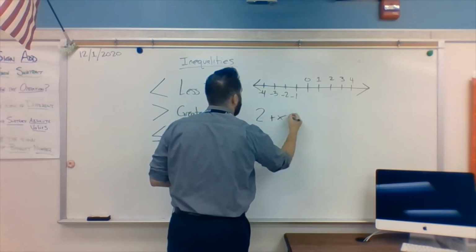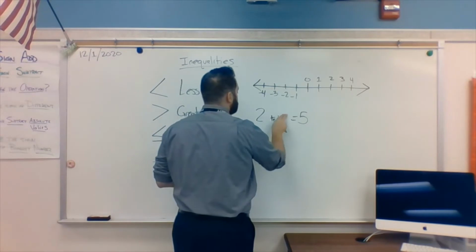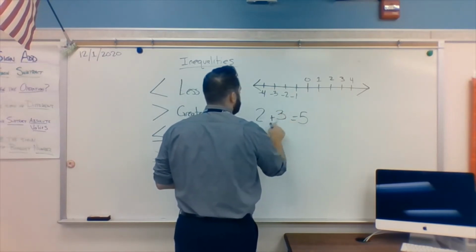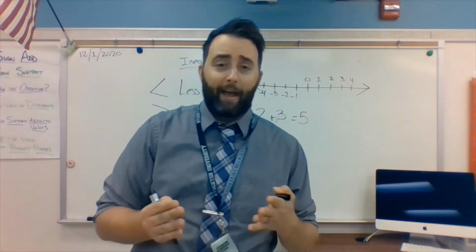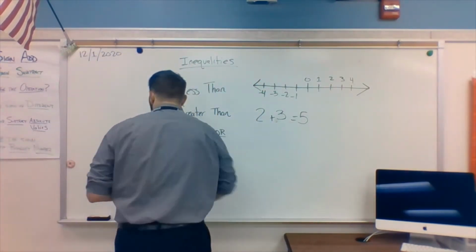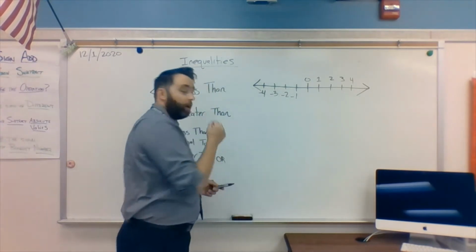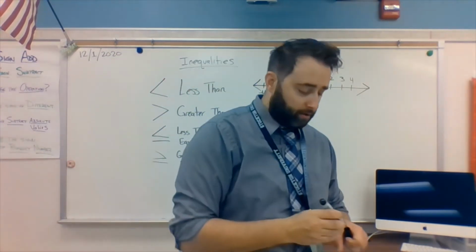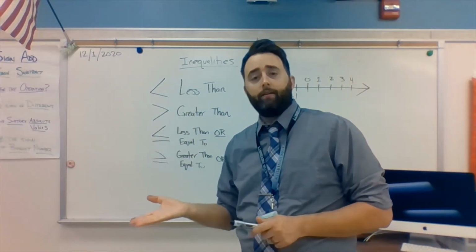So 2 plus x equals 5. What is x? X is 3. 2 plus 3 is 5, equals 5. So both sides are equal. We're not doing that now. Now we want it to be unequal, and they're not going to be the same anymore. So we do that with these 4 symbols here.